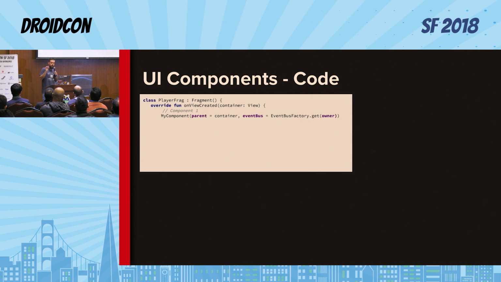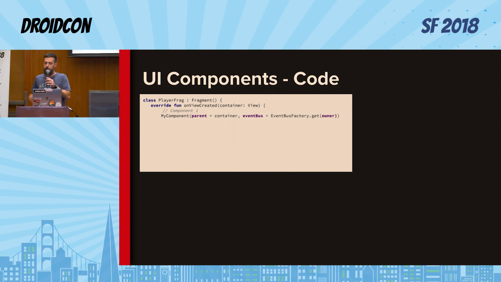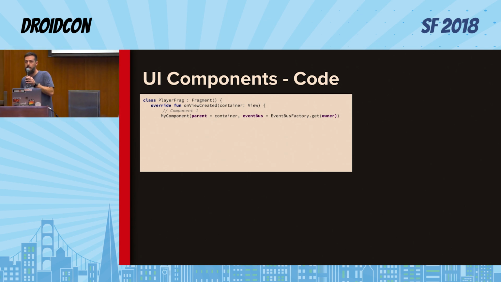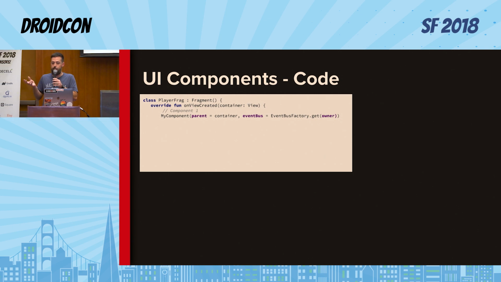So the 2 things that you need to pass are the container that you want the component to inflate itself in, and the event bus, the one that I just showed to you. And the event bus has the owner, which is the lifecycle owner. In this case, it's the fragment itself that we will use to take care of when the fragment is gone. You don't need to send events anymore. And you don't have to worry about that in the component code because you are guaranteed by the event bus that invalid fragments will not happen.